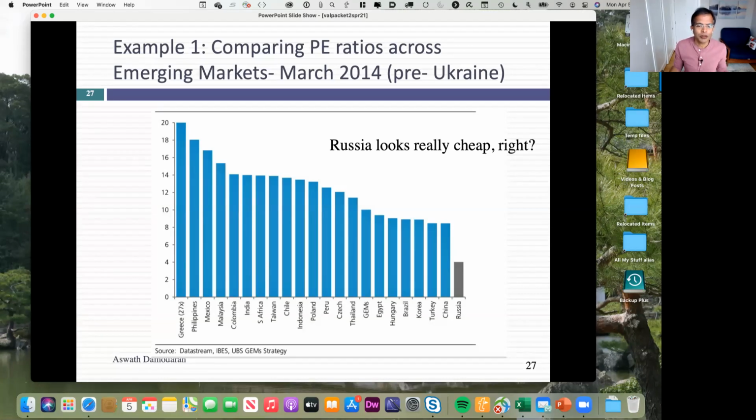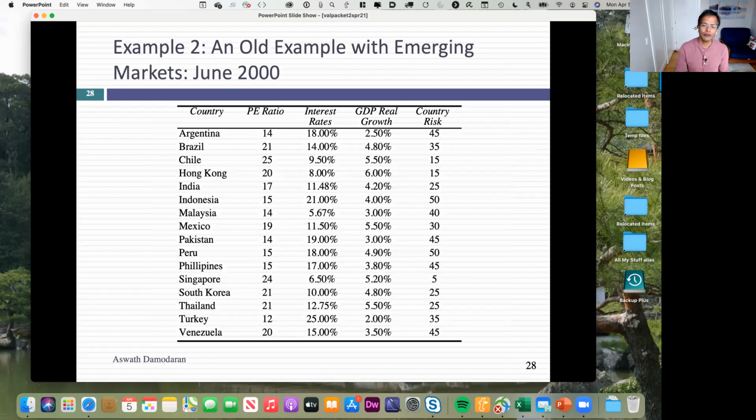Comparing PE ratios across markets, you can't just stop at the PE ratio. You got to bring in differences in country risk. You got to bring in differences in real growth. High growth economies should have higher PE ratios. You can't just stop at the PE ratio, right? So here's what I did, and this is from an even older example. June of 2000, I collected the PE ratios for a bunch of different emerging markets.